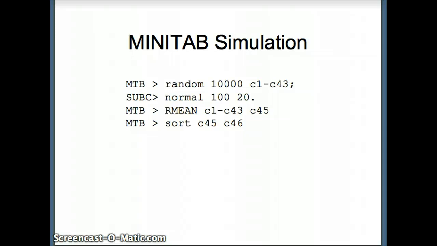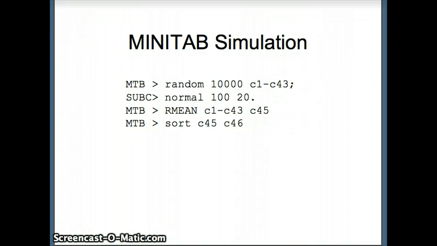So here's a Minitab simulation we're going to do. We're going to take 10,000 numbers, put them into C1 to C43. Those numbers are going to come from a normal distribution with a mean of 100. Why? Because we assumed in H0 that mu equals 100, and a sigma of 20. Why? We don't know what sigma is, but we have an S of 20, so that's going to be our best approximation. Now we're going to take a mean of those 43 numbers and put them into C45, and then sort those numbers into C46. So C46 will be a column of sorted means.